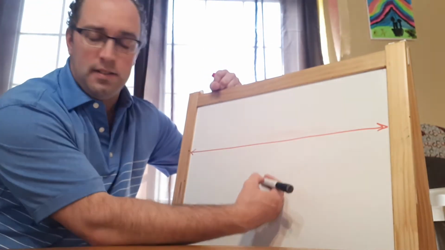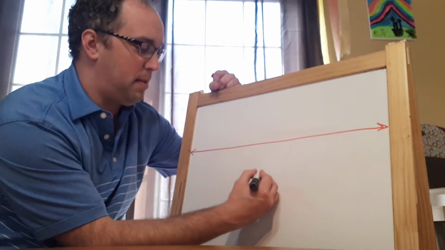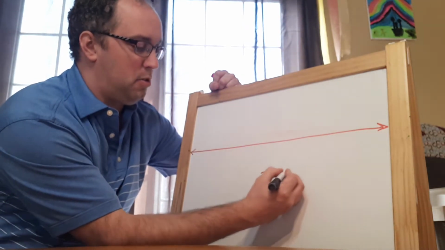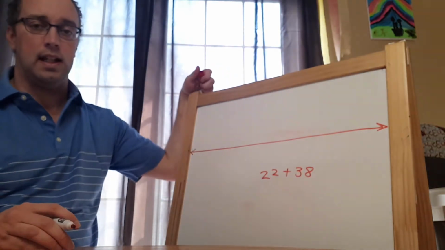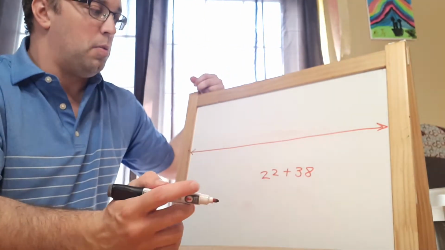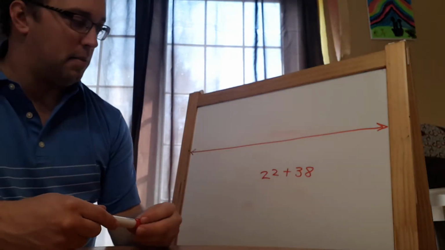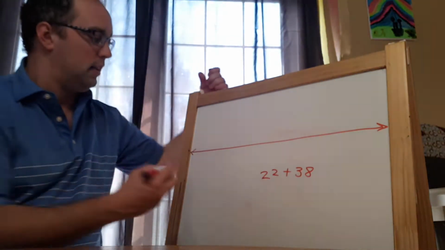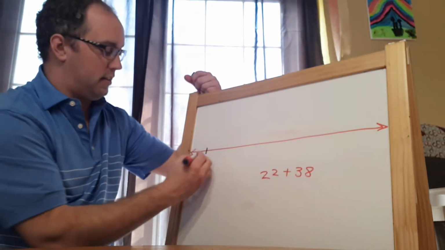So in grade 2, we have to do 2-digit plus 2-digit questions. So I'll do one of those now. Maybe we have 22 plus 38. Okay. So with this one, again, I'm going to start with the largest number, which is obviously 38. So I'm going to start it over here and grow my number line that way. So I'm at 38.